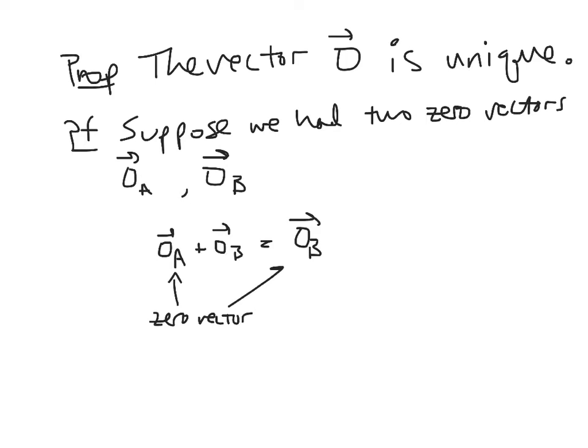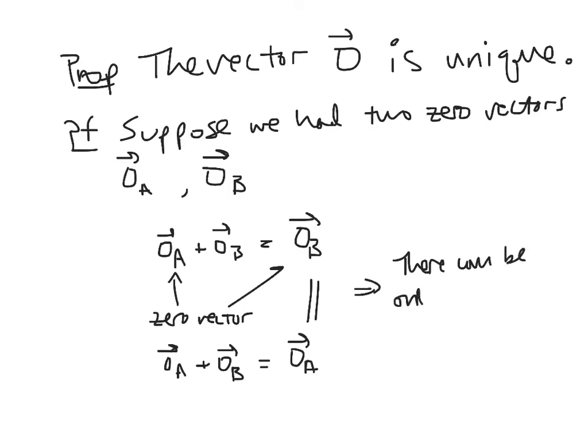However, we also know that if 0b acts as the zero vector, the same sum must equal 0a. And so these are equal. And this tells us that there can be only one zero vector. So if you did have two, you can do a little dance here and show that there must only be one.